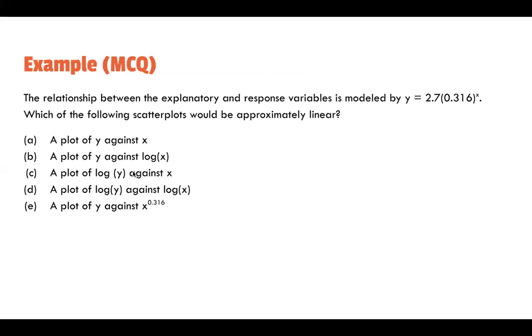And this time I'm also going to include an MCQ since we're getting closer to the AP exam, and there are a lot of MCQ questions on the AP exam. So this one says the relationship between the explanatory and response variables is modeled by y equals 2.7 times 0.316 to the power of x. Which of the following scatter plots would be approximately linear? So first, take a moment to pause and answer.